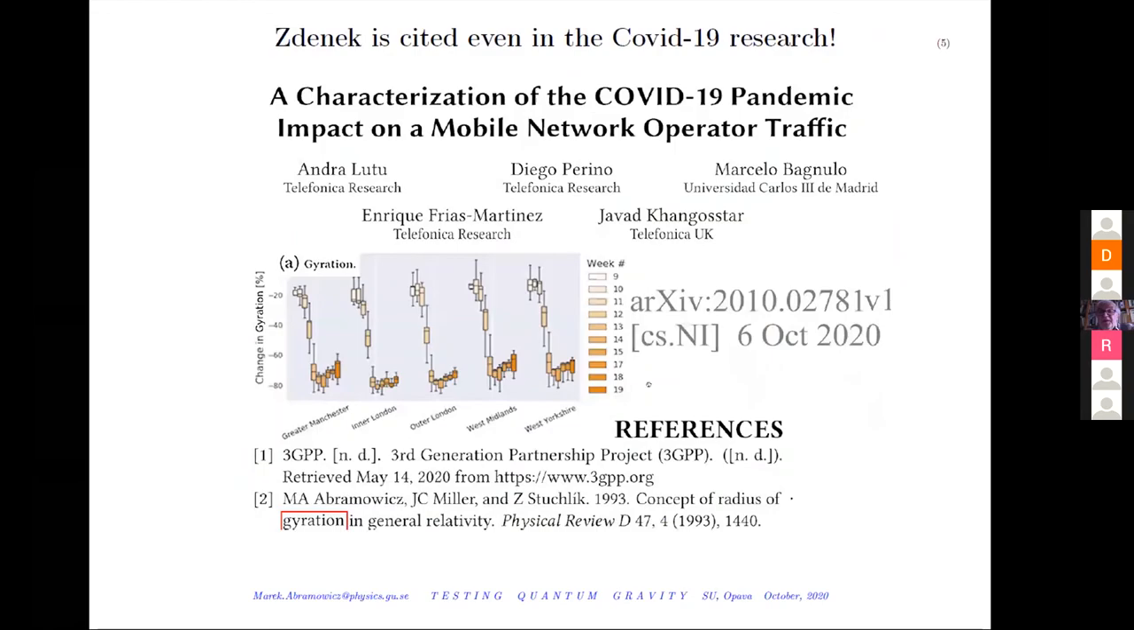Zdenek's work hit COVID-19 research. Look, that is a very recent paper, 6th of October 2020, which is using a very mathematical paper by Zdenek, John Miller, and me, about the concept of radius of gyration in general relativity, which for some reason is helpful for COVID research.